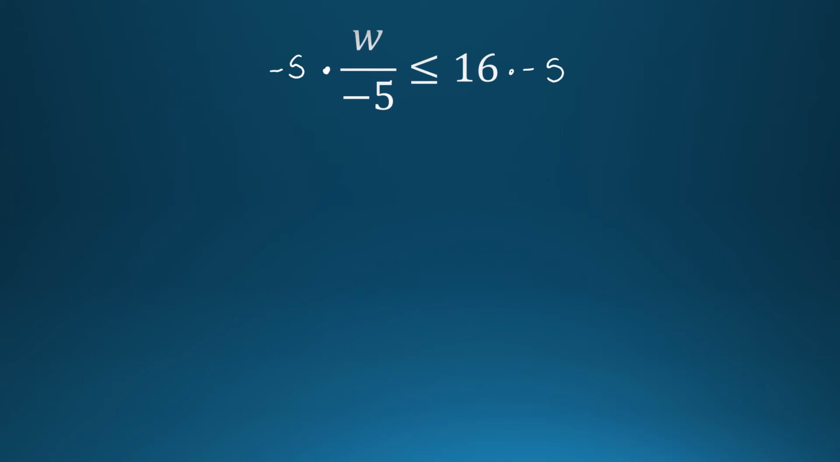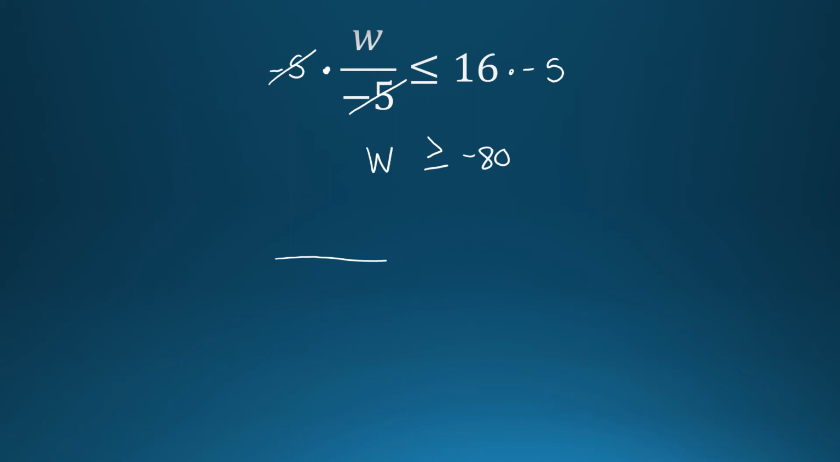So it always helps if right away you know you're multiplying by a negative number, you just go ahead and flip it right away. That way you don't forget. Simplifying the left-hand side, we can cancel out our negative 5's. We're just left with w. And then 16 times negative 5 is going to get us negative 80. So w is greater than or equal to negative 80.